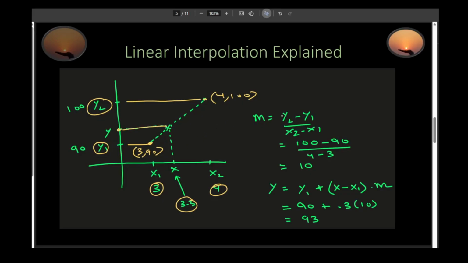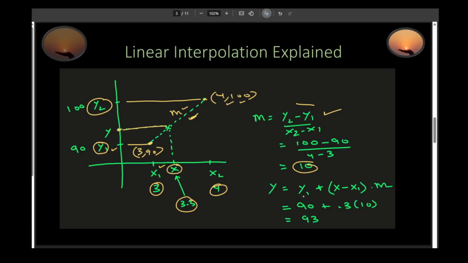If you remember from high school, first you calculate your slope. My slope in this case is y2 minus y1 divided by x2 minus x1. My x1 is 3, y1 is 90, my x2 is 4, and my y2 is 100. So my slope comes out to be 10. Once you know the slope of this line, you can calculate any corresponding y value on this line as long as you know your x.